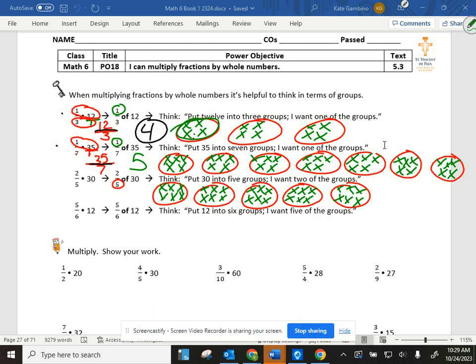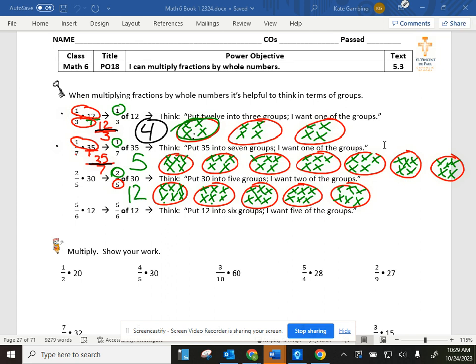So we've got our 30. This time we want two groups. So how many do I have altogether if I need two groups? Madeline? 12. So I have 6 plus 6, so it's 12.